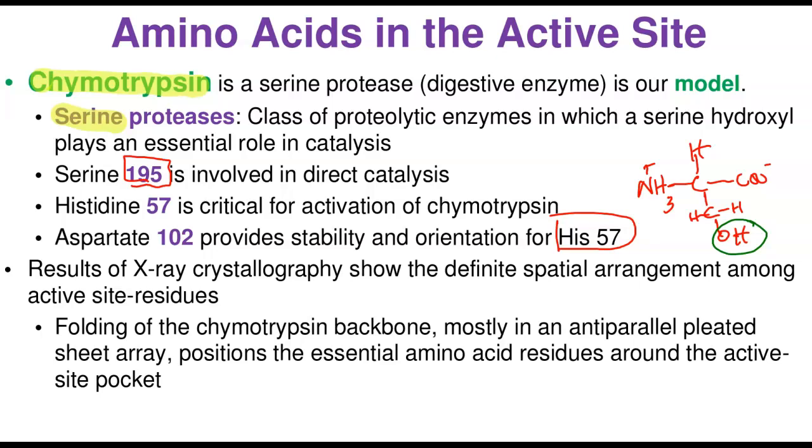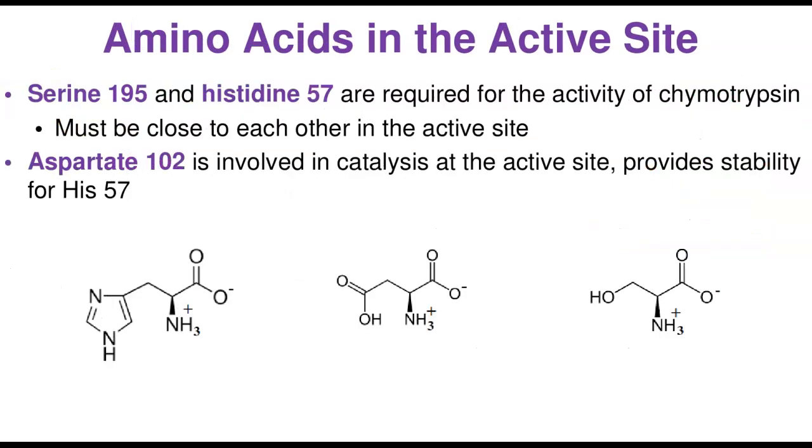That is what we're going to be seeing. So again, it's important to remember the structure of these amino acids. Serine 195 and histidine 57, as I just said, are required for the actual catalytic activity, and they must be close to each other in orientation for this to happen.